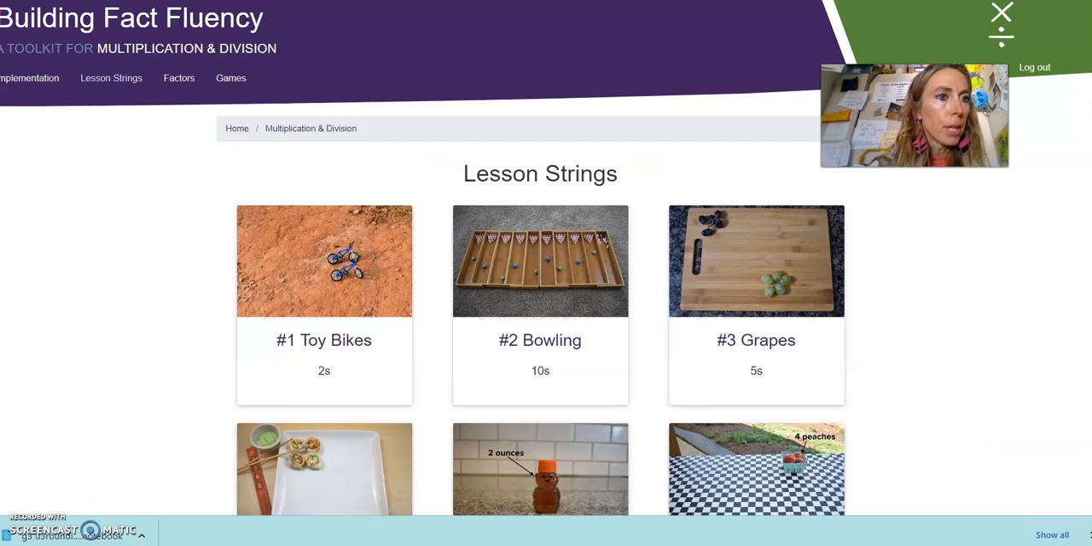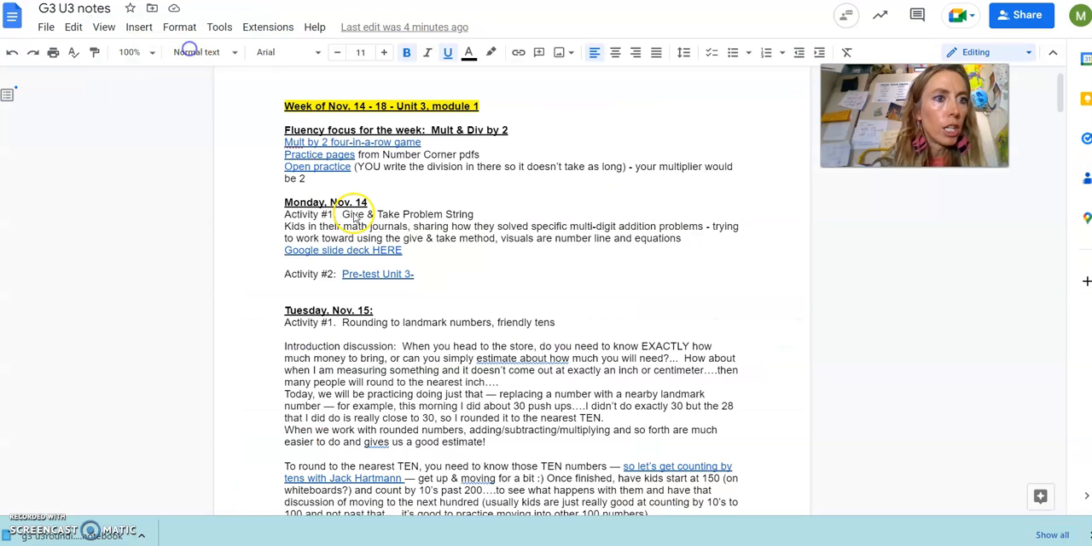And he's done the research on that looping back to certain facts, and if they aren't able to get it that first round, then we wait and we come back to it again a couple weeks later. So anyway, that's where I'm going with that.